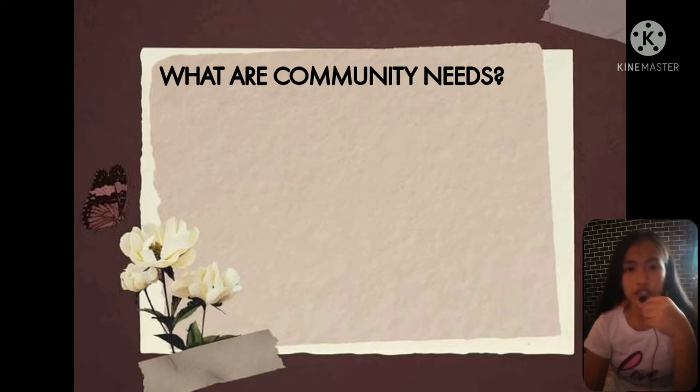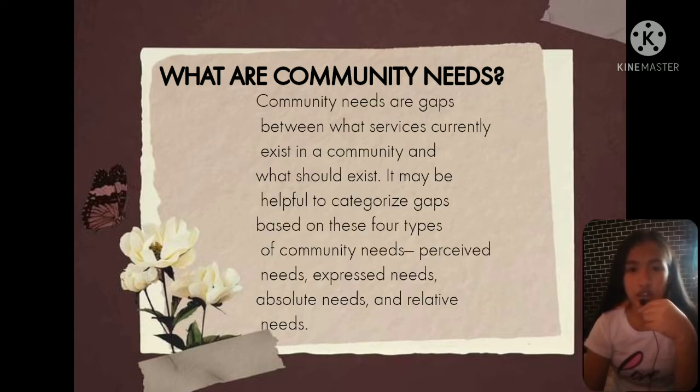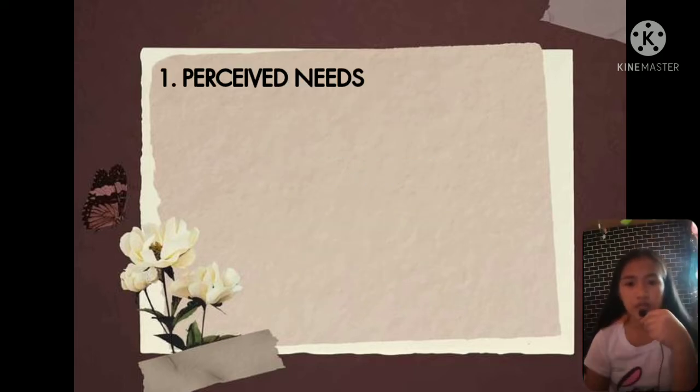What are community needs? Community needs are gaps between what services currently exist in a community and what should exist. It may be helpful to categorize gaps based on these four types of community needs. First, perceived needs; second, expressed needs; third, absolute needs; and fourth, the last, relative needs.